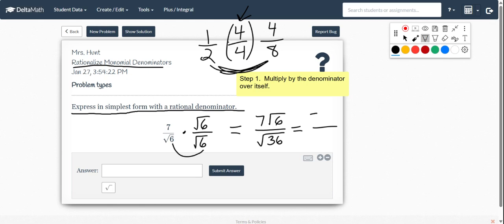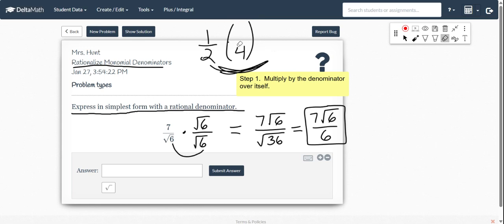So we break it down. 7 radical 6, the denominator is 6. Double check to see if this simplifies, because sometimes that turns into like 8 over 6 and it simplifies, but 7 over 6 doesn't. So this is actually our final answer. All right. Let's try another example.